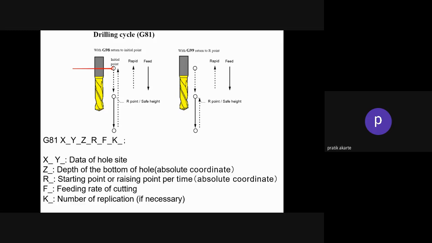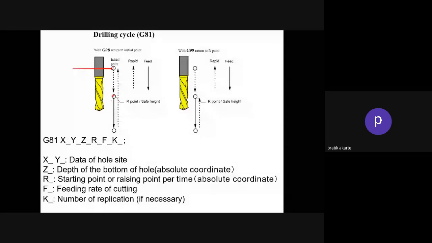Now first you start from the initial point. Then the drill bit will rapidly travel up to this point without rotation. This is called the R point, the reference point. We had discussed this before. The reference point is a safe height. From this point the tool starts rotating and the feed is given. Now the hole is drilled up to this point.